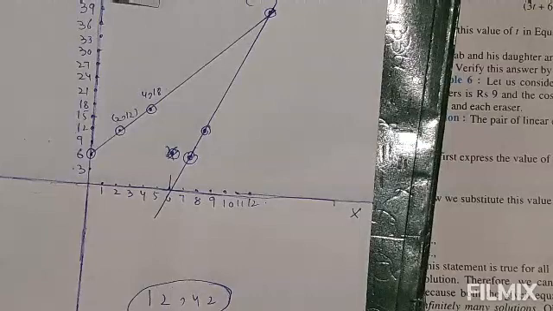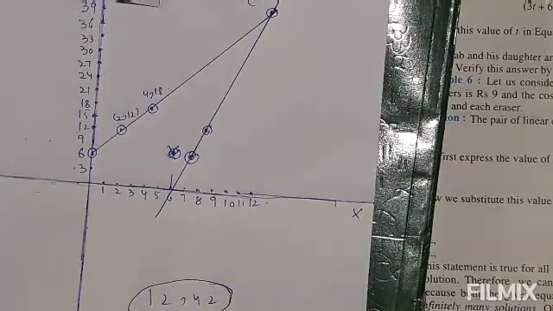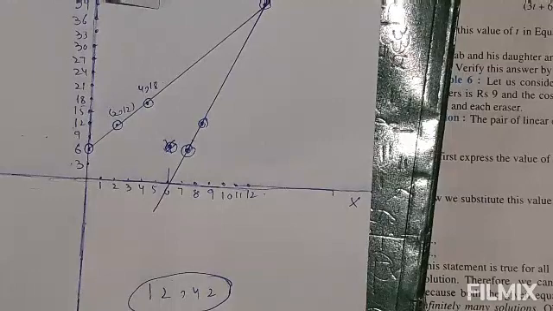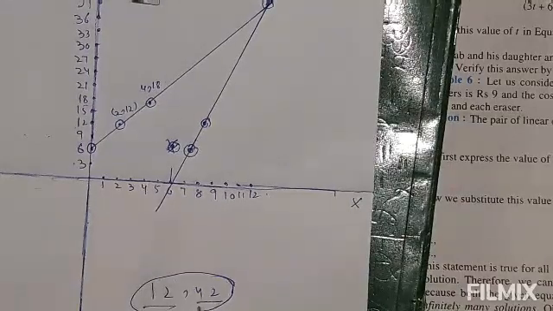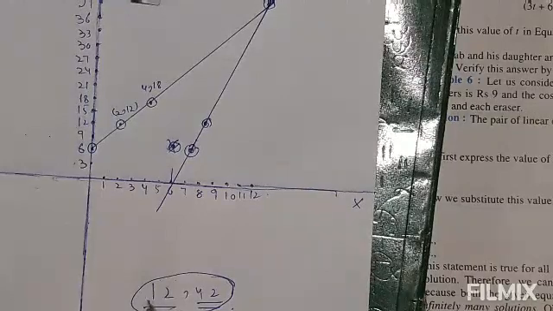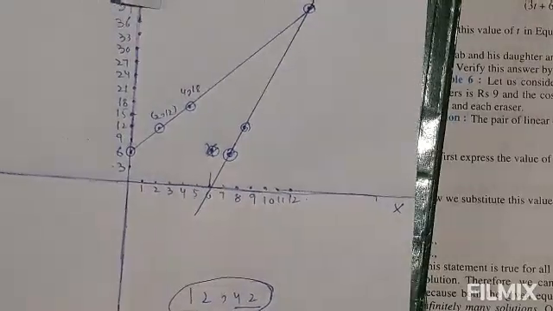That means if you want to find the value of x and y, that is the age of Aftab and his daughter. So we have kept the age of daughter as x. So here x is 12, and the age of Aftab was y, that's 42. So by this method we can find their ages: the daughter's age is 12 and the father's, Aftab's age, is 42. So that was the graphical representation of the situation.